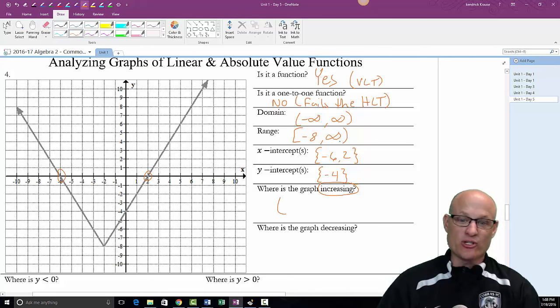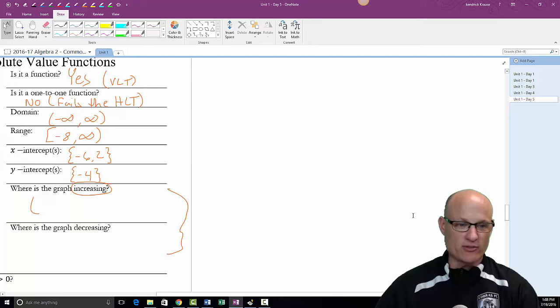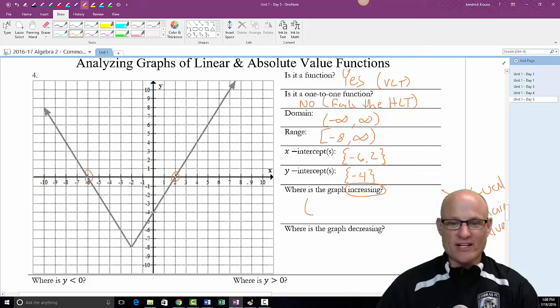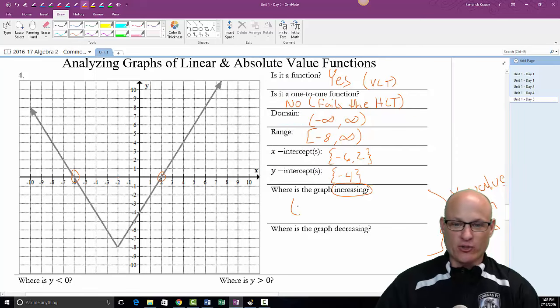And the other thing is when you're talking about intervals increasing and decreasing, you must only use X values. We want just the domain or the input values. So what this is really asking is, what domain interval is the graph increasing? Well, it starts at -2, but not including -2, and goes on forever and ever increasing in that direction.